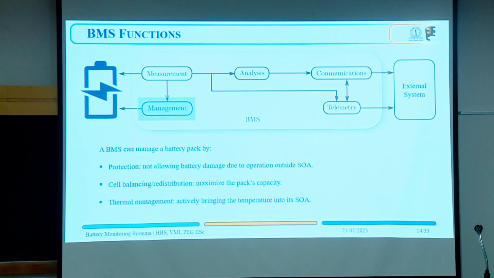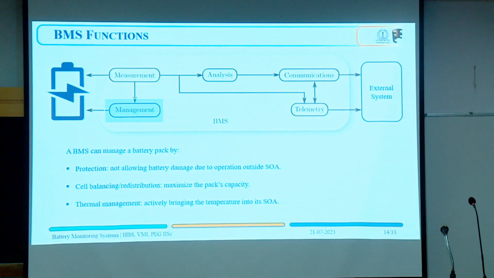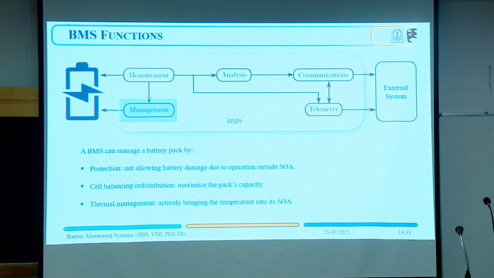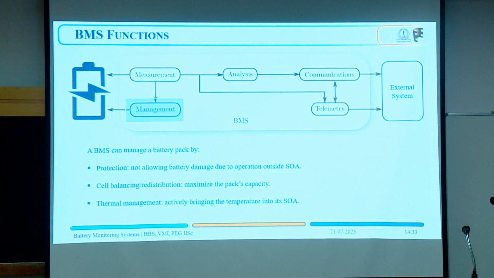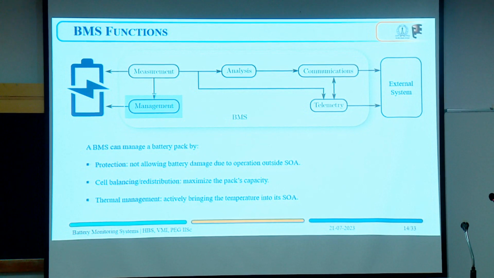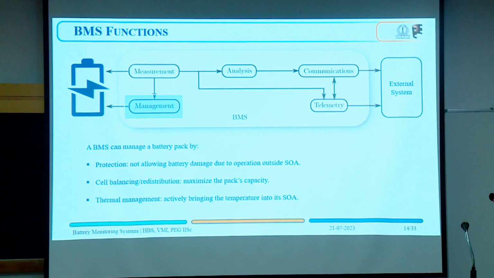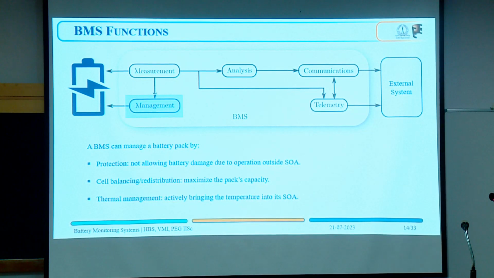Coming to management: once the BMS takes in all the data, like the available measurements of voltage, current and temperature, how can it perform any corrective action, or manage the cell or battery to keep it in its safe operating area? First thing is protection. It can protect the battery by not allowing damage due to operation beyond its safe area. It can stop the charging or the discharging.